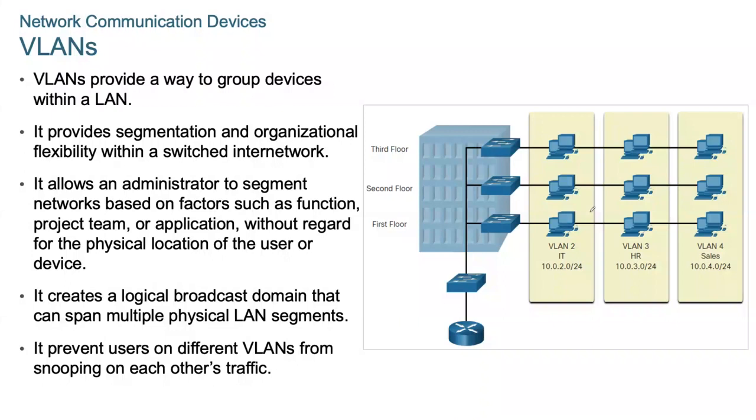S1 notices that the source MAC address is not in its MAC address table, so it adds the MAC address and the incoming port number. Next, switch S1 examines the destination MAC address and notices that MAC address is in its MAC address table, so it sends it out just port 1. PCA receives the Ethernet frame, examines the destination MAC address against its own MAC address, and notices it is a match, so it receives the rest of the frame.